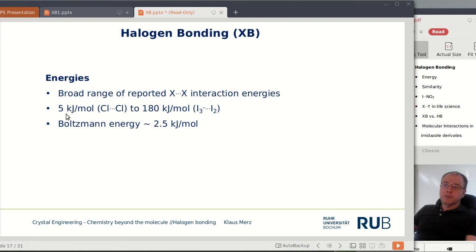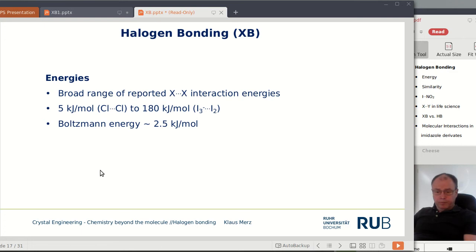Well, for example, there's only 5 kilojoule per mole in the case of chlorine-chlorine intermolecular interaction, and on the other side 180 kilojoule per mole in the interaction of this anion and iodine. So this is in the region of covalent bonds, no? 180 kilojoule. And don't forget the Boltzmann energy is 2.5 kilojoule, and something like chlorine is only a little bit higher than the Boltzmann energy. Now, have a look at how we can use it.